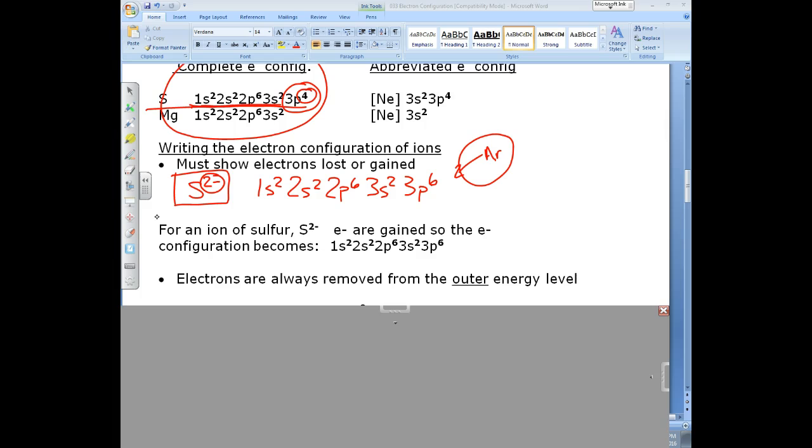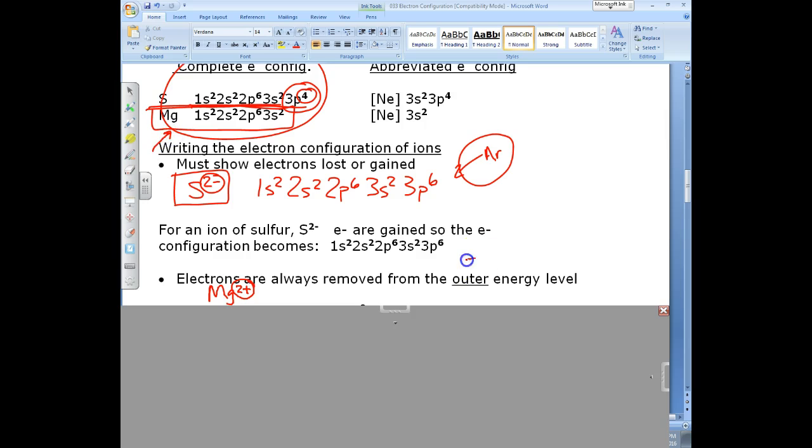If we look at magnesium, which is the second one up here, magnesium's electron configuration is 1s2, 2s2, 2p6, 3s2. When magnesium becomes an ion, it likes to become an ion that is 2 positive. Because this charge right here is positive, that means it has lost 2 of those negative electrons. So what's going to happen is 2 electrons are going to be removed from this electron configuration.